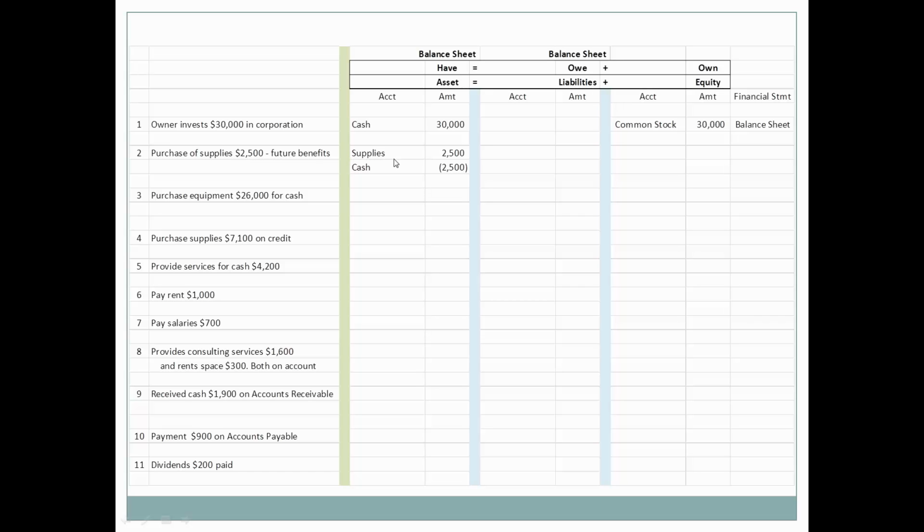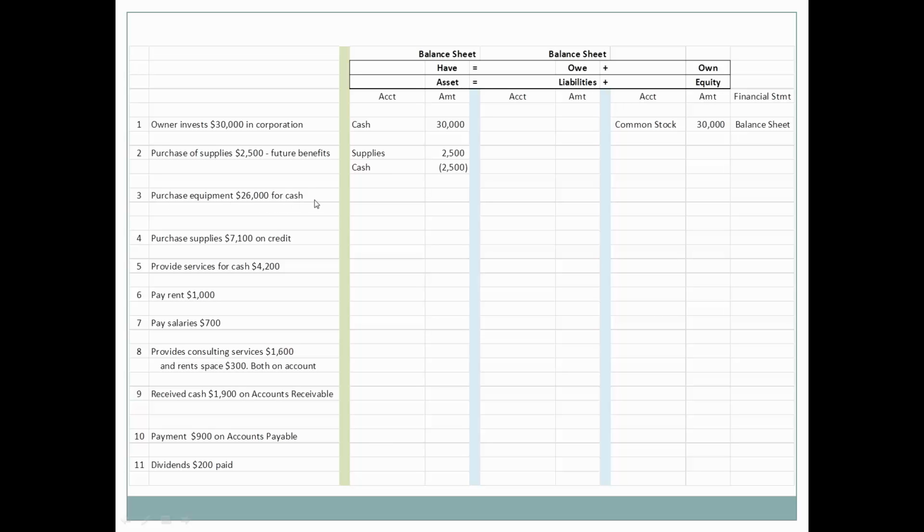So our assets, supplies, went up by $2,500, but our cash, another asset, also went down by $2,500. So we can see that we have less cash and more supplies. This means, however, that total assets still only equal $30,000. We just have a different composition of assets than we had previous to this time. So the net effect of this transaction on total assets is zero. An asset went up and another asset went down.